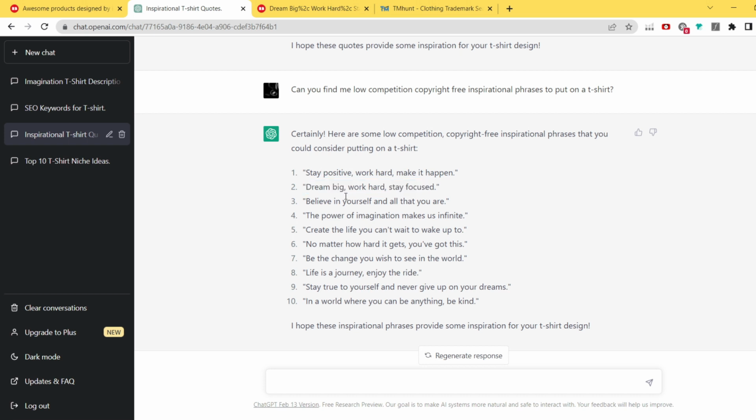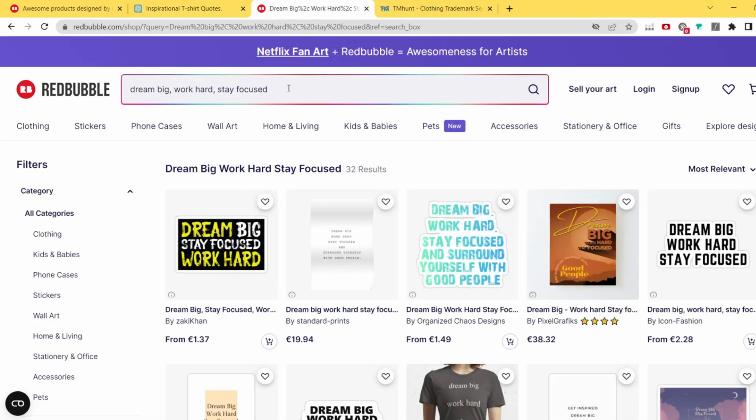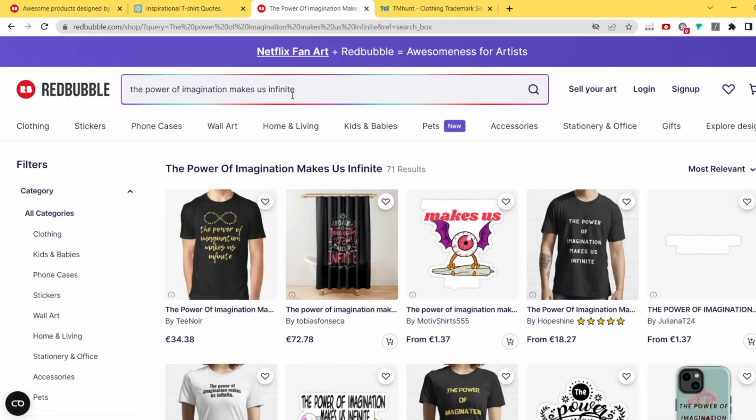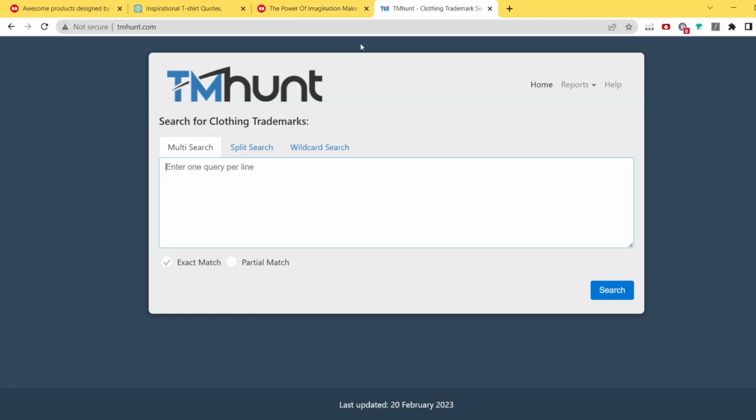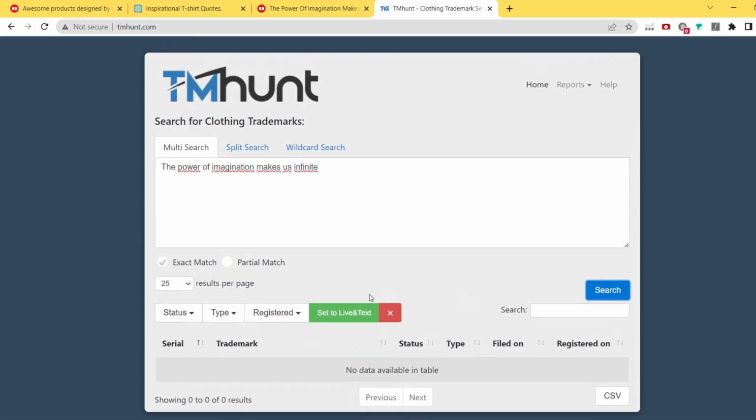Before I continue with the next questions for ChatGPT, the next thing I would do is check on TM Hunt if I can use this keyword. Let's stay with the example: the power of imagination makes us infinite. I typed it in TM Hunt and clicked on exact match first. You can see no results, so this whole phrase is probably not a trademark. And now the partial match.